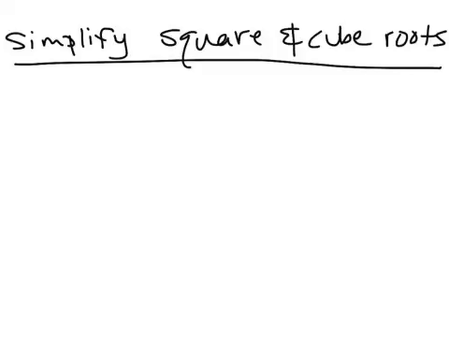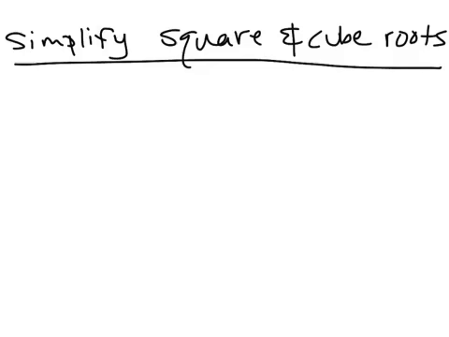Alright, so a review of simplifying square roots and cube roots. The point of simplifying a square root or simplifying a cube root is to get all of my perfect squares or all of my perfect cubes out of the radical symbol. The way we did that was by making a factor tree.